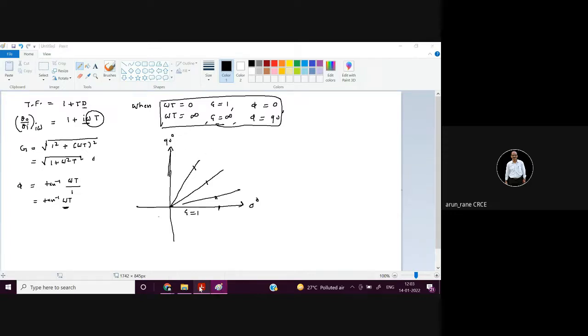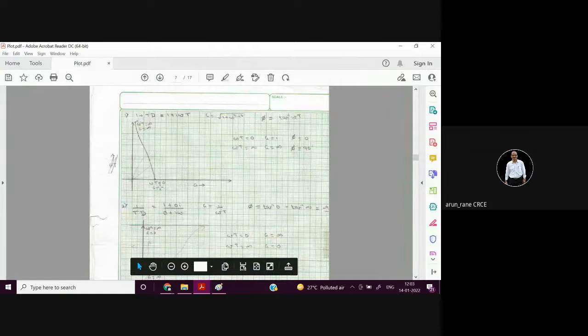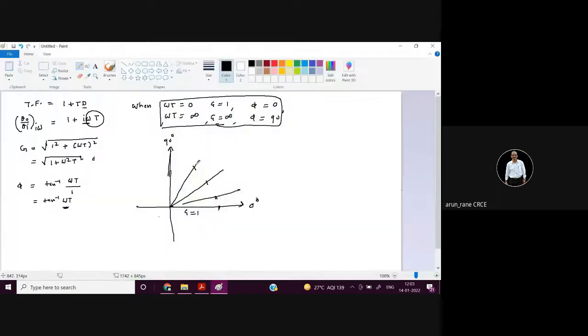I hope you are understanding this. So this is what the graph is when omega t is 0. Okay, G is equal to 1, and when phi is 90 degree, G is going to infinity, so your graph will be like this. If you want, you can take one intermediate value. So let us take, say, phi is equal to 45, or we'll take here omega t. We'll take omega t is equal to, say, 45, this value.